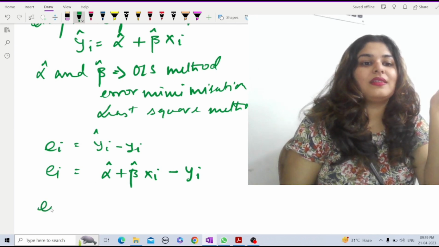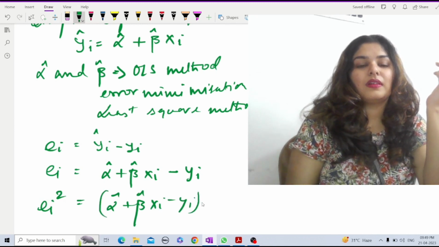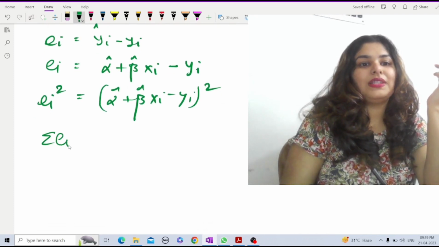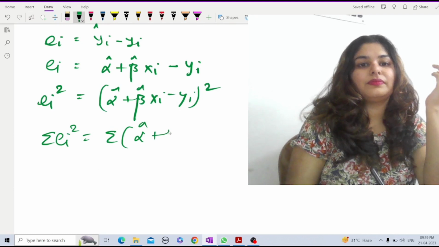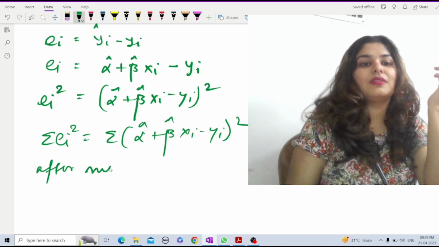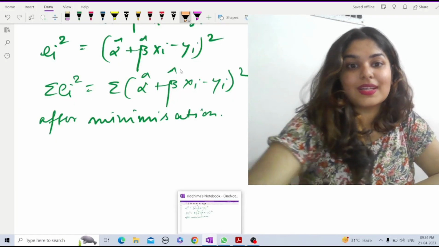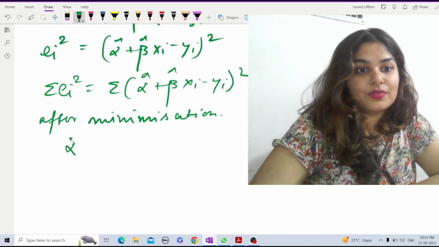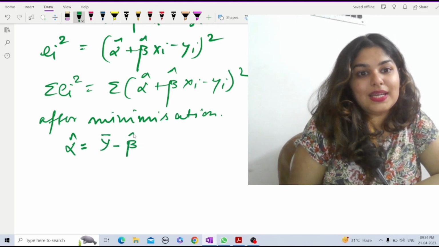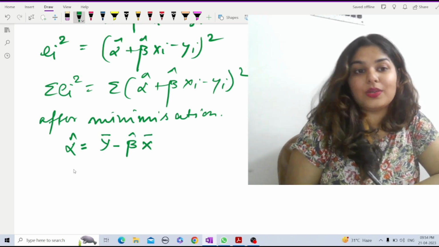Now we take the square and then ultimately we take the summation of this, and then finally after minimization we obtain alpha hat is equal to y bar minus beta hat x bar. So we need beta hat first in order to calculate the alpha hat.